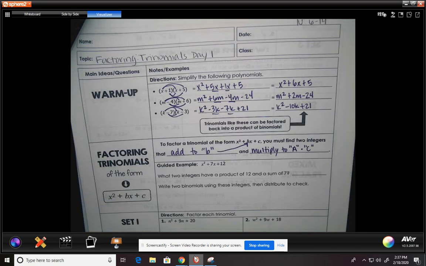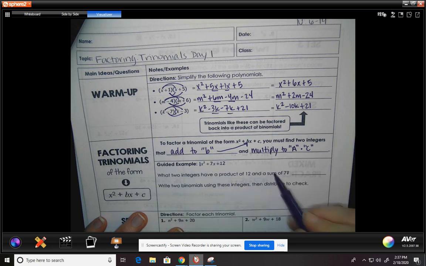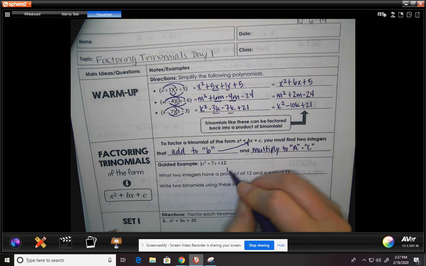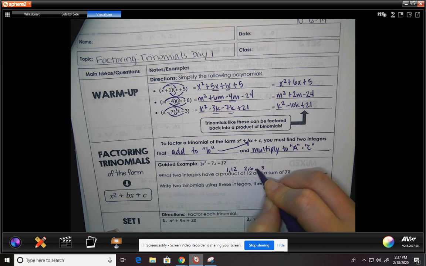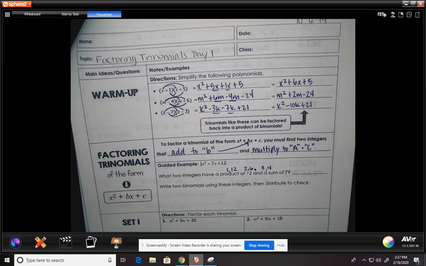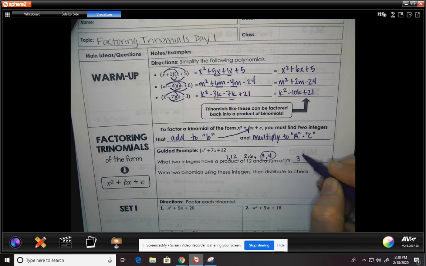All right, so a guide and an example. What 2 integers have a product of 12 and a sum of 7? Because we're doing 1 times 12, and then that middle term is 7. If I look at my factors for 12, I can do 1 times 12, 2 times 6, 3 times 4, and then there are no more factors of 12. Now I want the ones that add to 7, which would be 3 and 4.